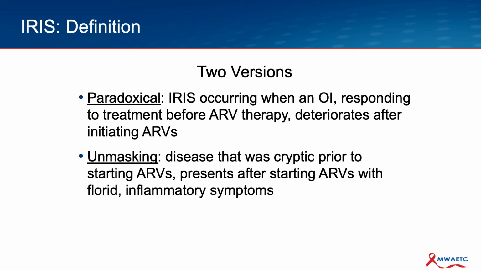There are two versions. Paradoxical IRIS, which is the more common, occurs when someone has a known opportunistic infection, is on therapy, is getting better on therapy, and then starts antiretroviral treatment and deteriorates after that. The second version is unmasking. This is when someone has generally a disseminated opportunistic infection that is cryptic prior to starting antiretroviral therapy, but then becomes evident after starting ART with intense inflammatory symptoms.